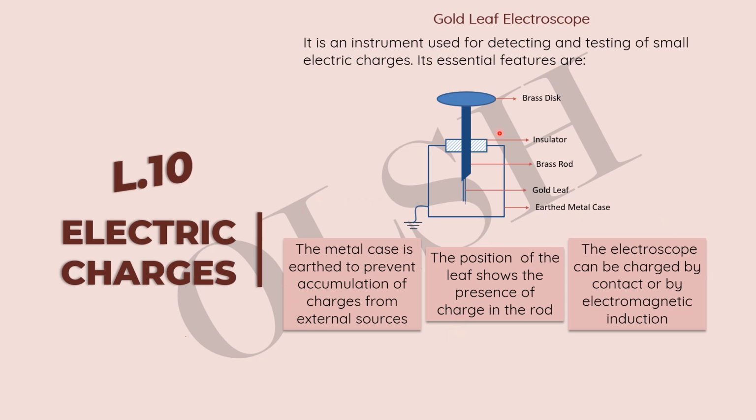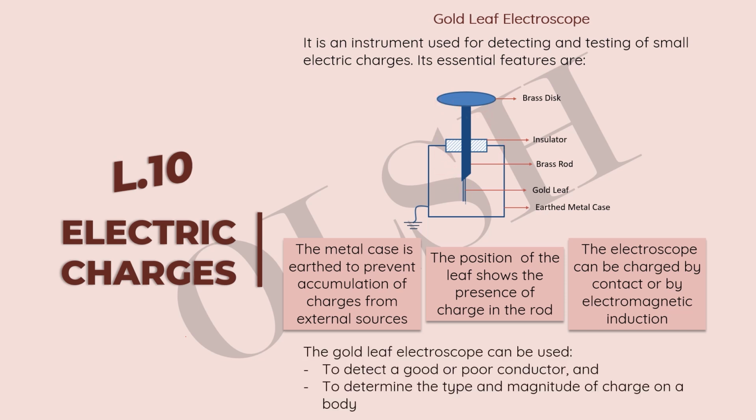So we can charge by contact or by electromagnetic induction. There's no point charging by friction. There are two uses of the gold leaf electroscope. The first one is to detect good or poor conductors. You can use it to detect what is a good conductor or what is a bad conductor, and you can use it to determine the magnitude and the type of charge a body has.